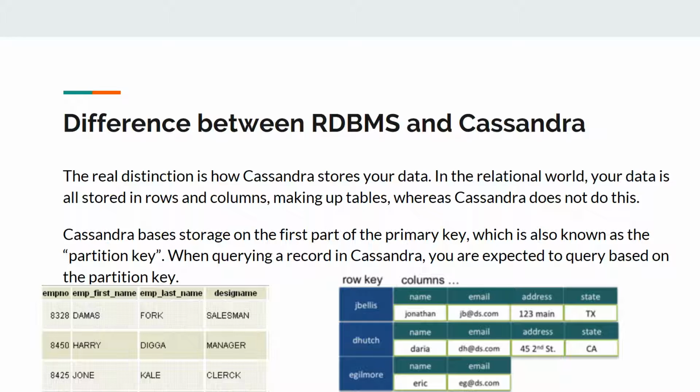The real distinction is how Cassandra stores your data. In the relational world, your data is all stored in rows and columns, making up tables. Your table is rectangular, meaning that every row has the same number of columns, and it has a primary key, which can be one or more columns, and each row can be uniquely identified by the primary key. The database system will do what it can to store the rows of your table contiguously.